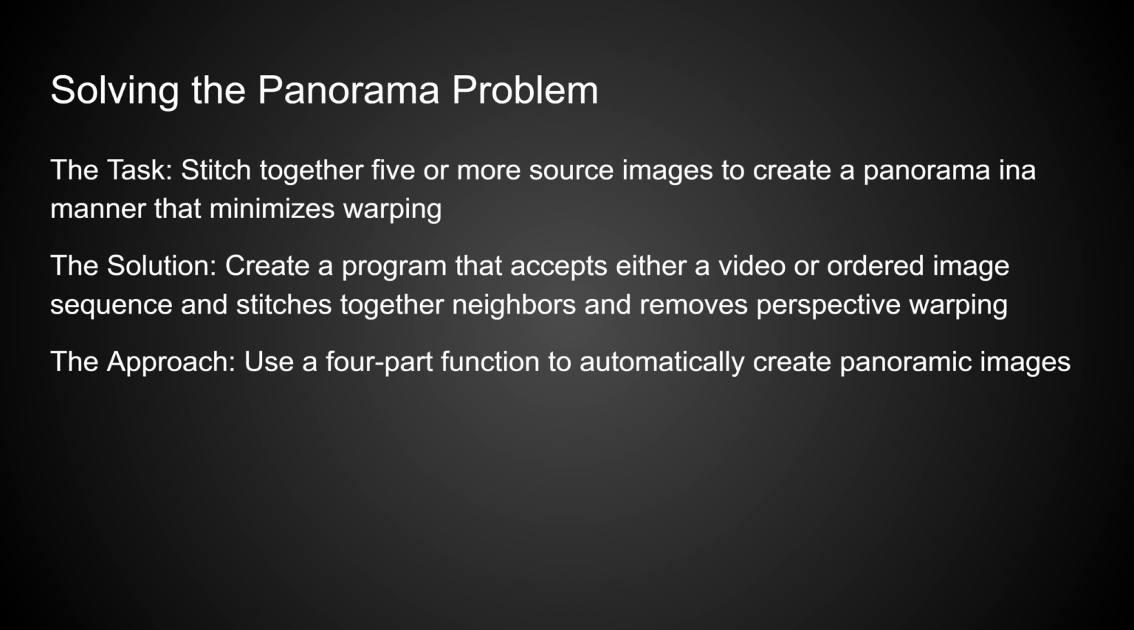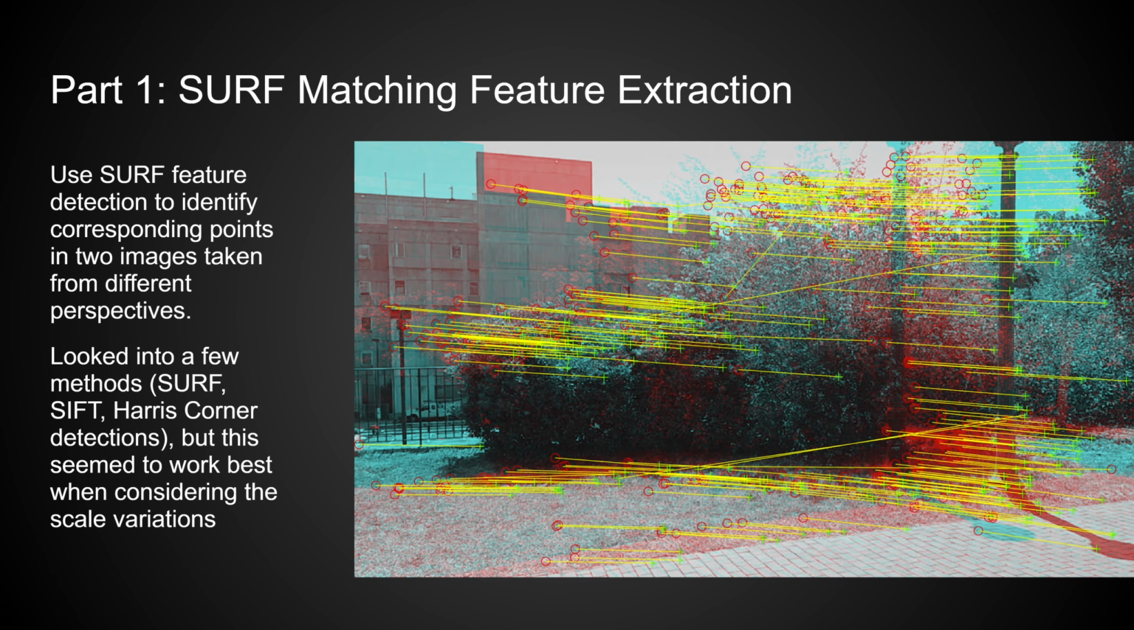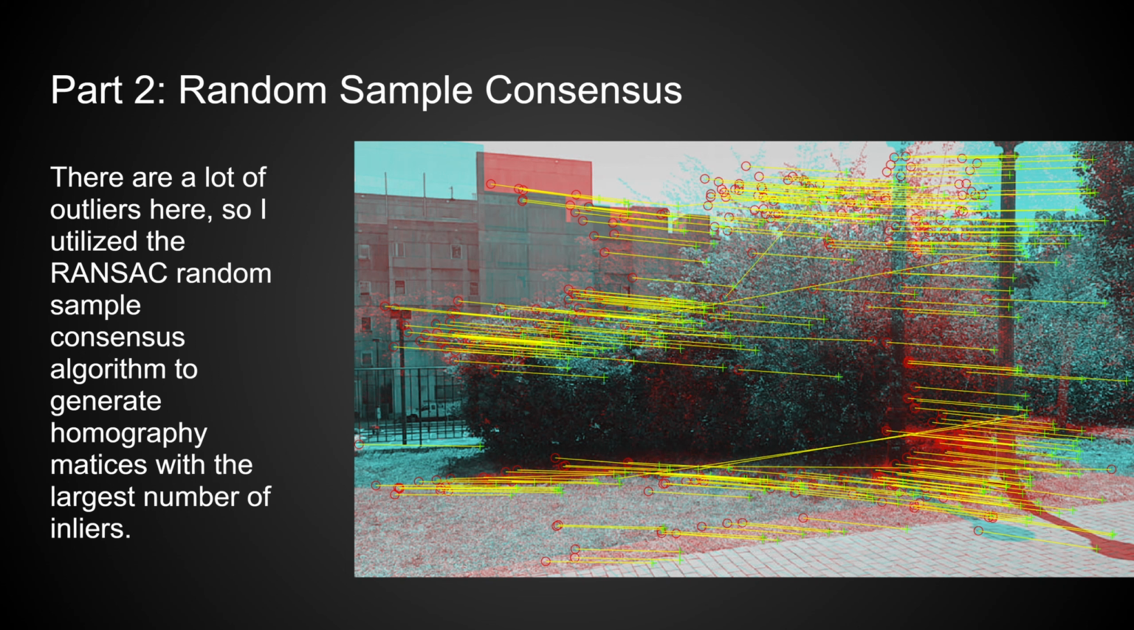And my approach was broken up into 4 main parts. First, I used SURF feature extraction to detect matching features in neighboring images. And then I used a random sample consensus algorithm I read about to remove outliers.